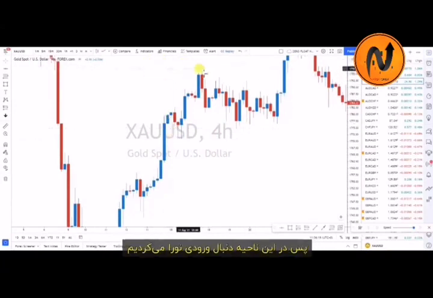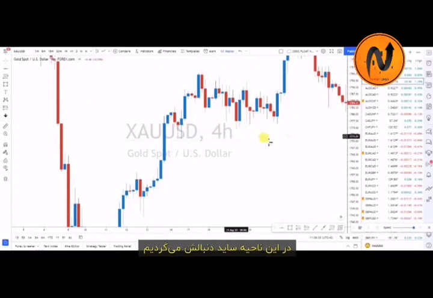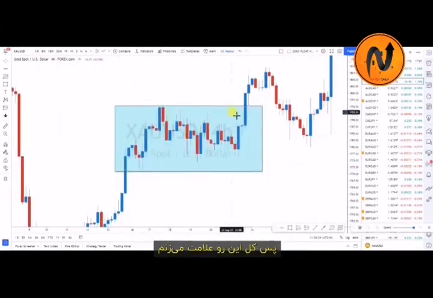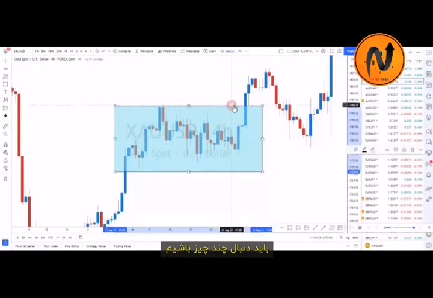So we're going to look for an entry in this area. We're going to trade in this sideways area. So here I'm going to mark all this. Okay guys, here are a few things that we can have a look at.